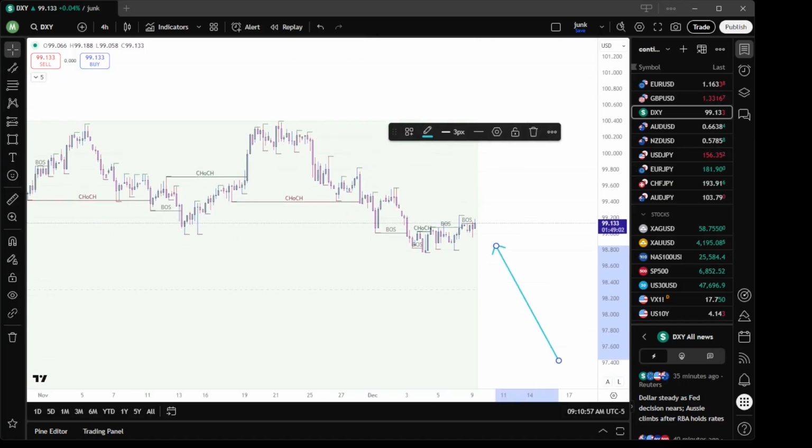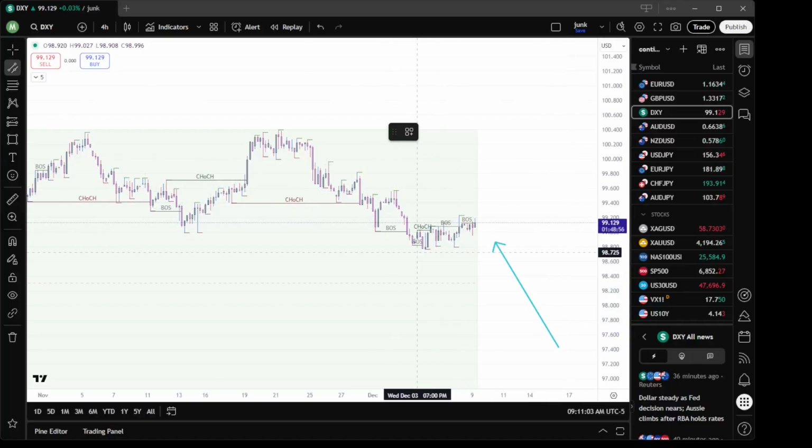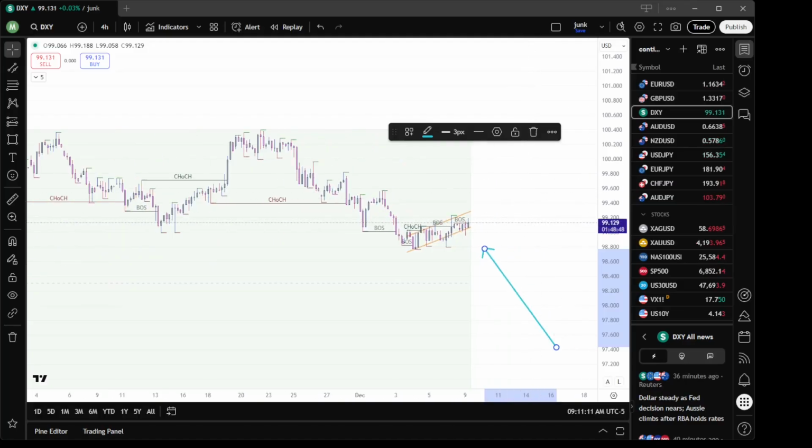Could possibly look at it as a bear flag, as you see Euro and GBP USD as a bull flag. This can also be forming and having liquidity build under the lows of this ascending channel.